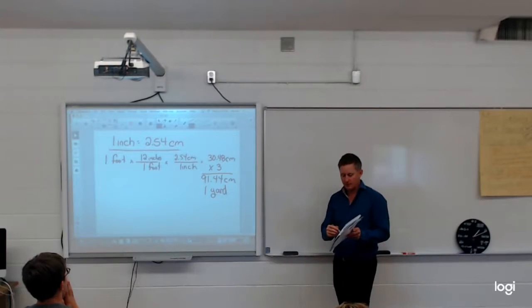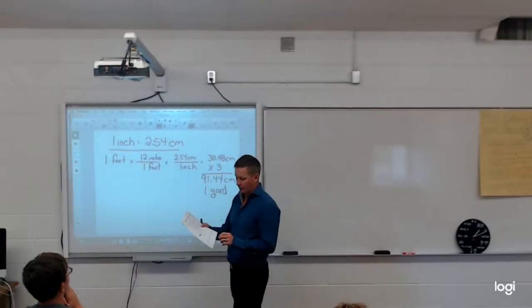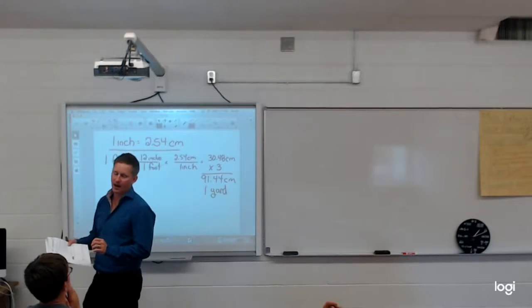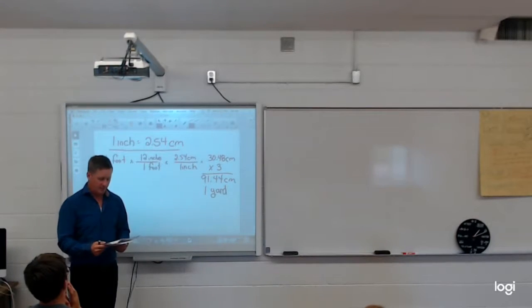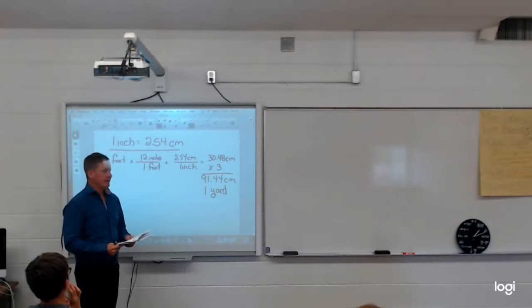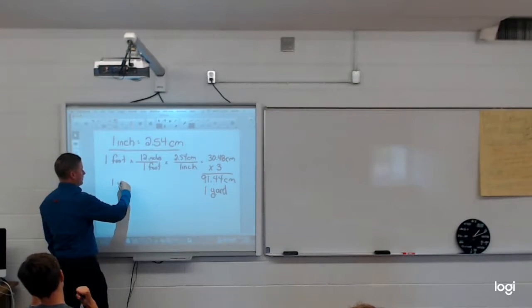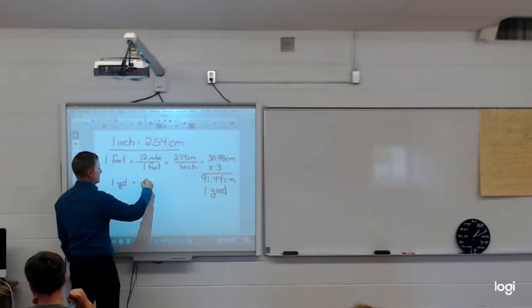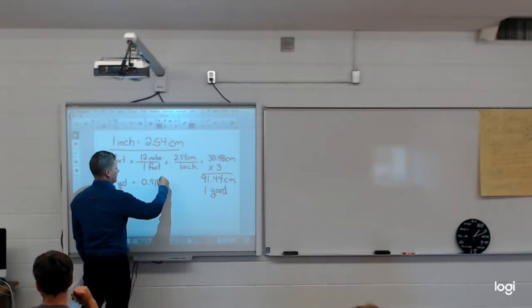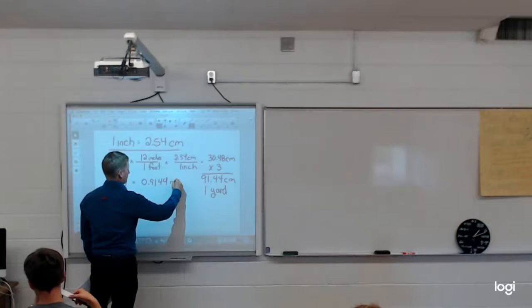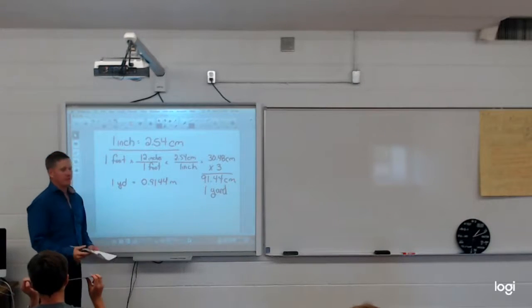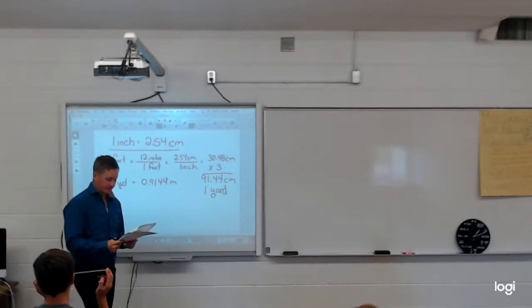They do give it to you at the bottom. I want to avoid using those at this time, but they are at the bottom of the page. Okay? So, if you were to use this, 1 yard is equivalent to 0.9144 meters. That would be more precise.